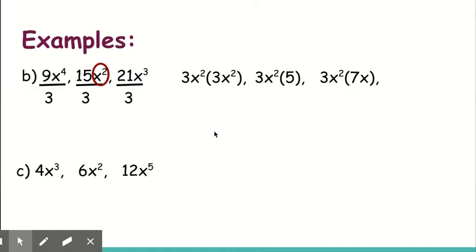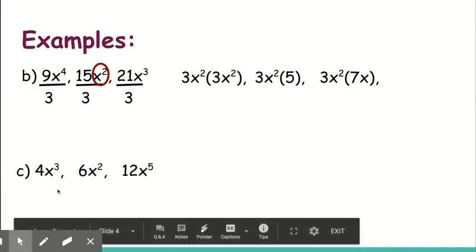Okay, another example. We need to look at what each one of these can be divided by. So 4, 6, and 12, the greatest common factor for this is 2. Since 6 can't be divided by 4, it's not going to be 4, so the next one for 4 would be 2. Each one of these can be divided by 2.